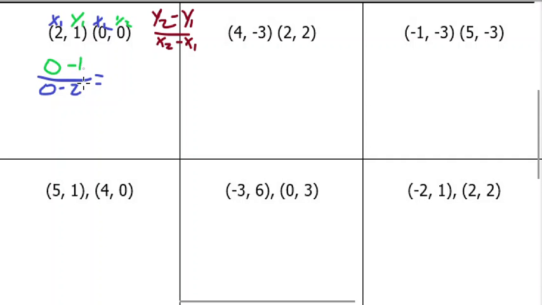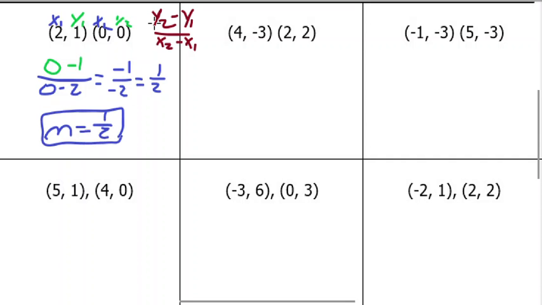Now I just simplify my formula. 0 minus 1 is negative 1. 0 minus 2 is negative 2. And now I can simplify. Negative 1 over negative 2, two negatives make a positive. So my slope, M, equals 1/2. So my slope of those 2 points is 1/2, or 1 over 2.